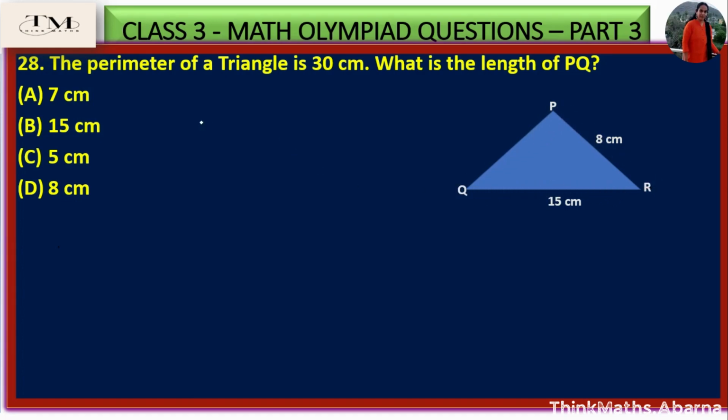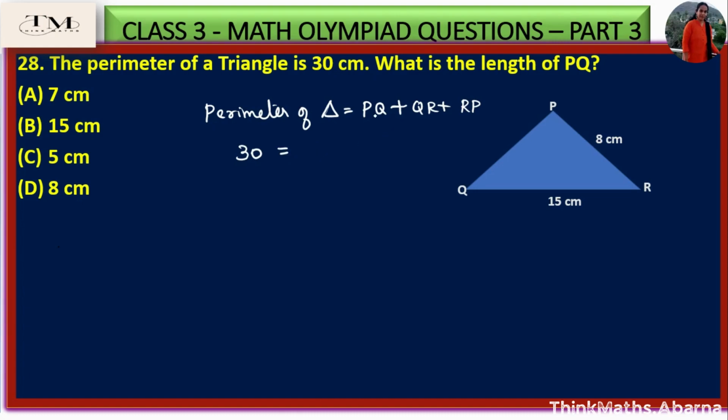So perimeter of triangle equal to, you have to add all the sides. What are the sides? PQ plus next is QR plus RP. So these are the 3 sides of the triangle. What is its answer? Answer is 30. So perimeter of triangle equal to 30.